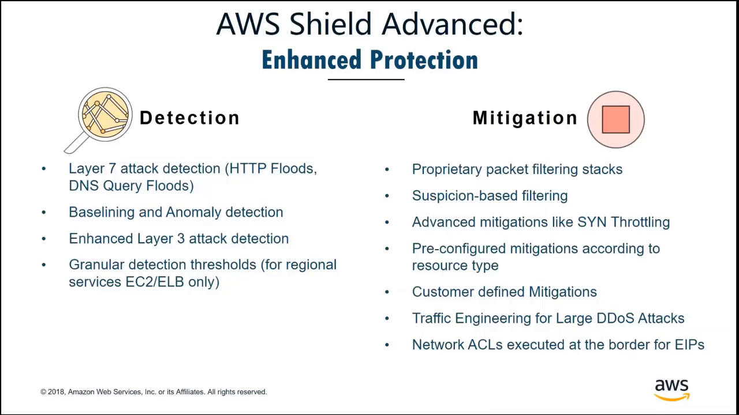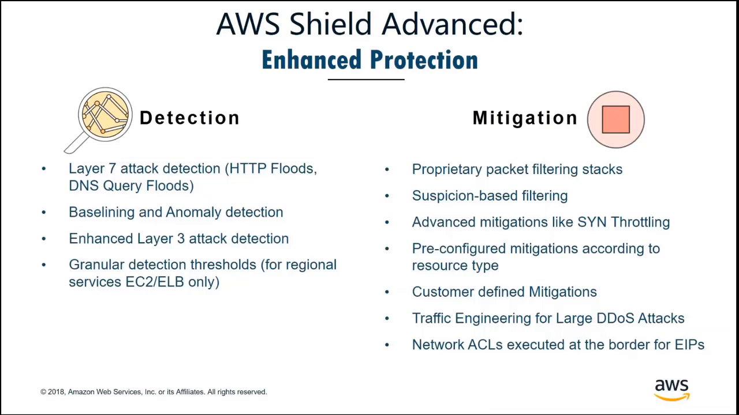The pre-configured mitigations according to resource type I mentioned earlier. Suppose you're using a C5 2XL instance. Well, that's going to support far less packets per second than maybe an 8XL C5, right? So the larger your instance scales vertically, the more PPS you'll be able to handle.